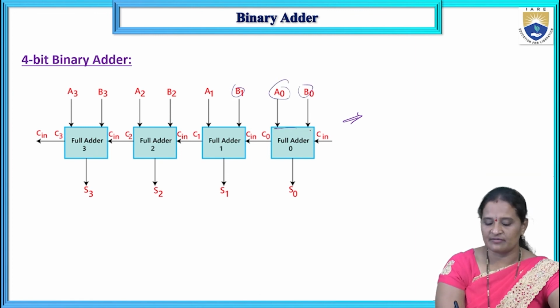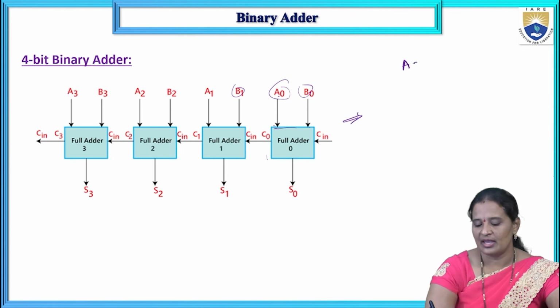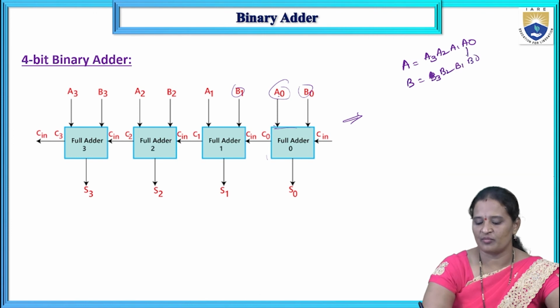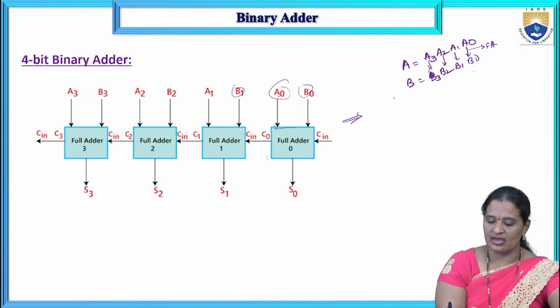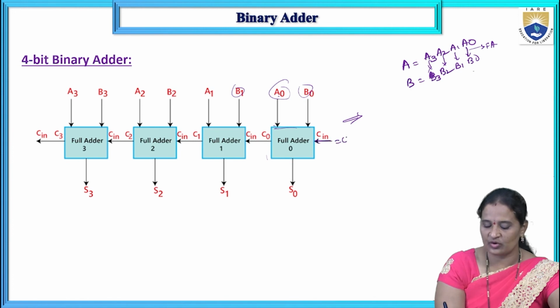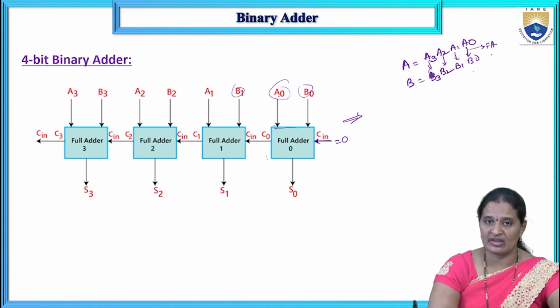This is a full adder circuit. As we know, a full adder has 3 inputs. A0, B0 are the inputs here. For example, A is A3, A2, A1, A0, and B is B3, B2, B1, B0. We are performing the addition of these. For the first full adder, I have to give the 2 inputs A0, B0, whereas the carry input is considered to be 0 because these are the least significant bits. When we are adding least significant bits, we don't have any carry.